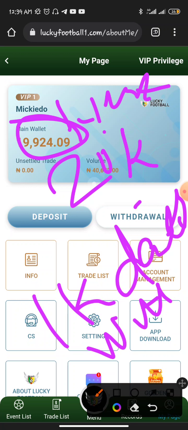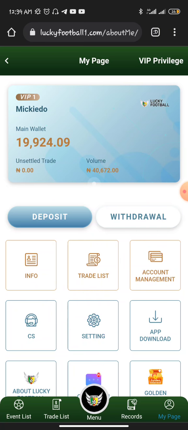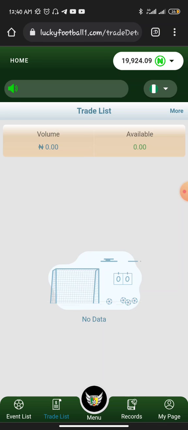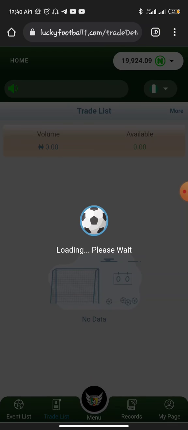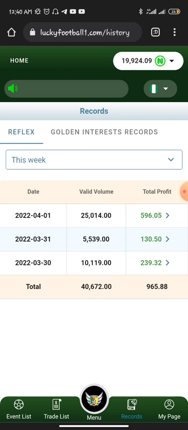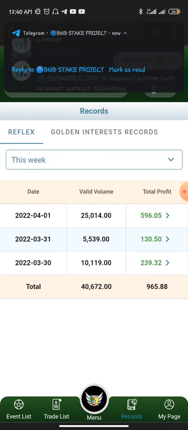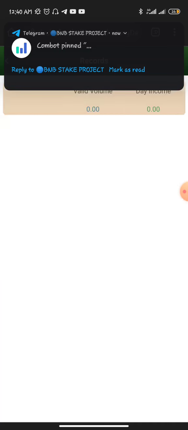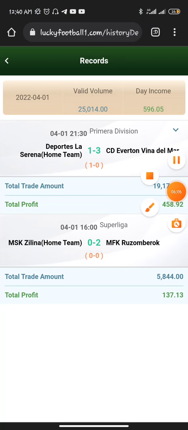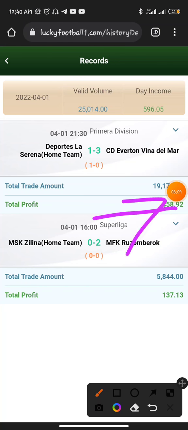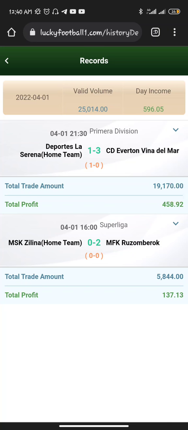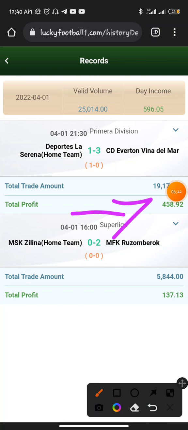I'm going to leave it for 30 days, and I'll be updating you guys on what I earn on a daily basis. If I go to trade now, you're going to see what I've earned today so far. I earned about 600, okay. This was the last trade. This is my profit, 400. Before that I had 500. But when it went to 19, as of this night, you see my profit is 458.